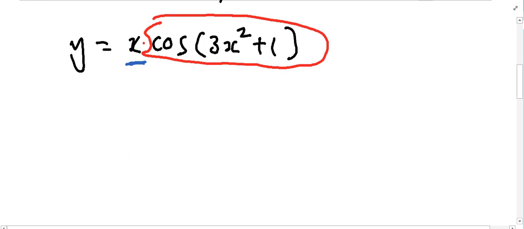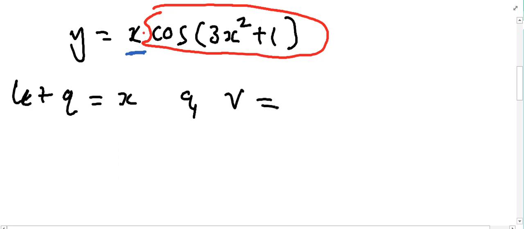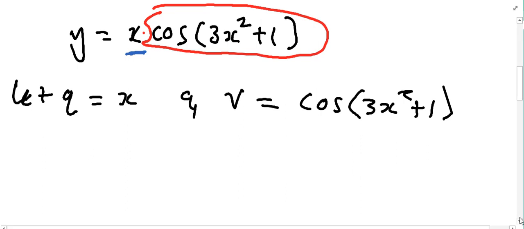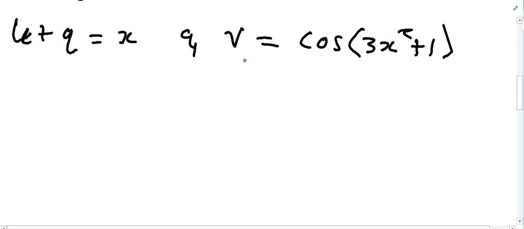Okay, so we can simply work this out by doing the following. Let q be equal to x, and v be equal to cos 3x squared plus 1. Okay, so from there now we can easily work it out. Let's first work out q. We are going to have dq dx is simply equal to 1. dq dx is simply equal to 1.